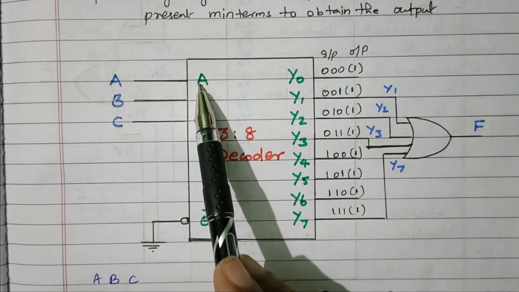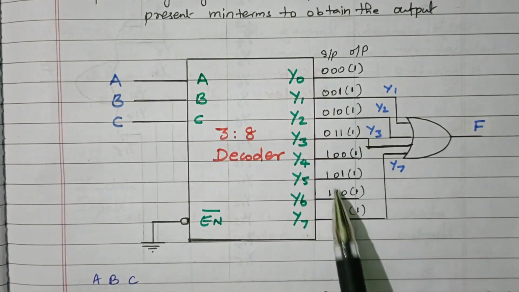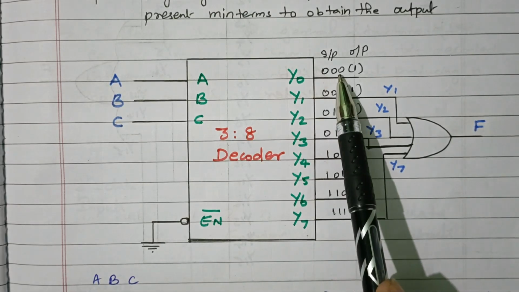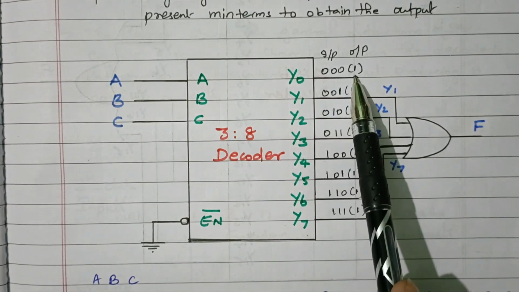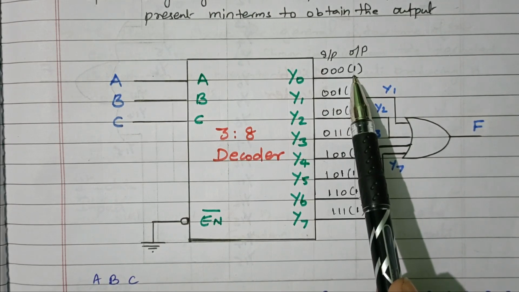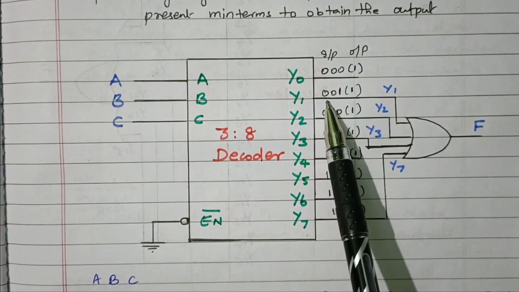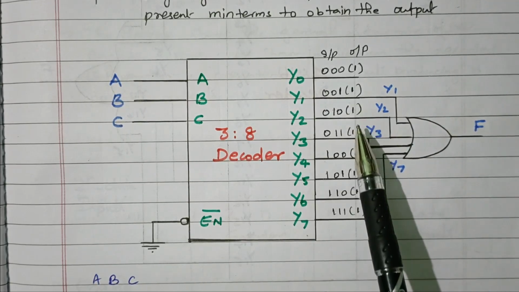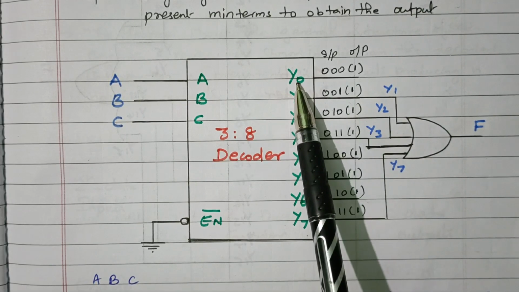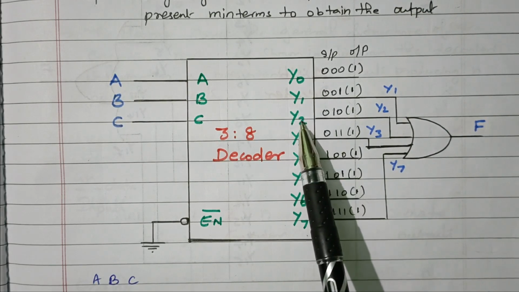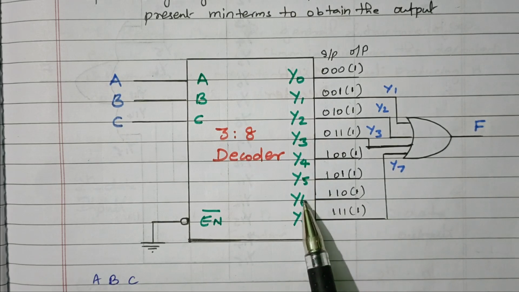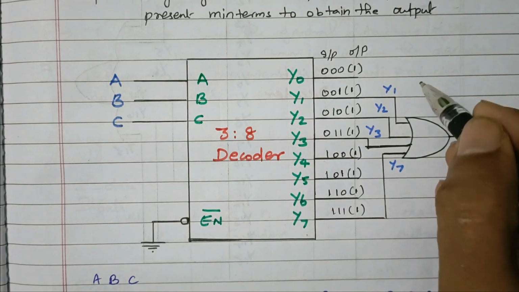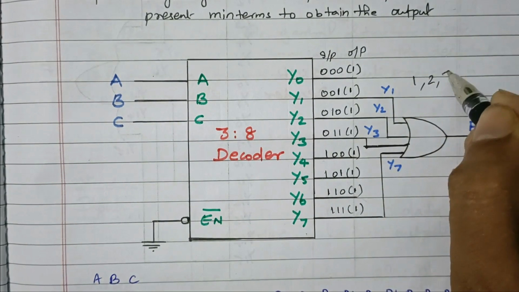So based on the 3 digits A, B, C, there are 8 combinations available. 0, 0, 0 means this output will be higher. All other output will be low. 0, 0, 1 means Y1 will be higher. Other outputs are 0. So correspondingly what we'll get here, we'll get 0, 1, 2, 3, 4, 5, 6 and 7 as a output. So what we need in the given function is given as 1, 2, 3, 7.